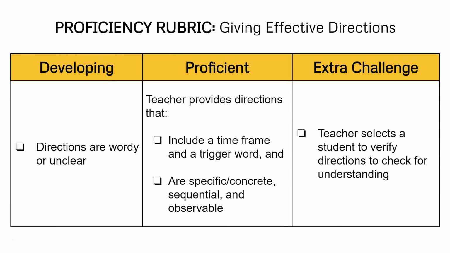Let's check this proficiency rubric one more time to make sure we've covered all of our bases. During the mini lesson, you'll provide directions. They should have a time frame and a trigger word. They should be very specific and concrete, sequential, and observable. For that extra challenge, once you deliver the directions, check a student's understanding and verify that they know what to do next.